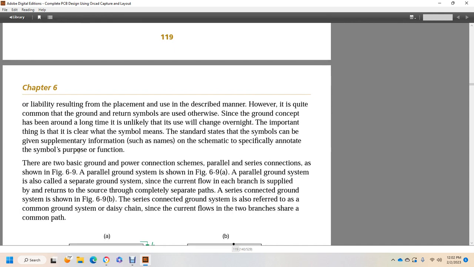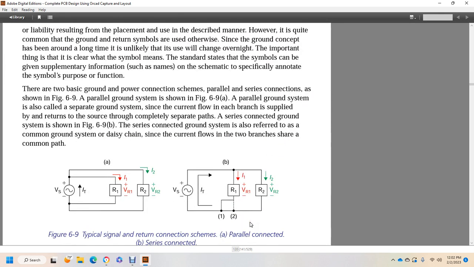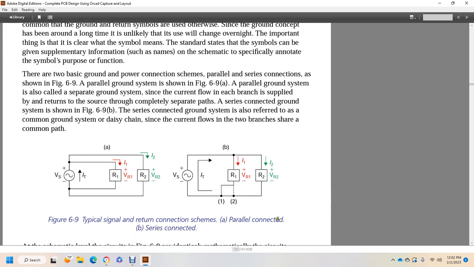There are two basic ground and power connection schemes, parallel and series connections, as shown in figure 6-9. A parallel ground is shown in figure 6-9A. A parallel ground system is called a separate ground system since the current flow in each branch is supplied by and returns to the source, completing a separate path. A series connected ground system is shown in figure 6-9B. The series connected ground is referred to as a common ground system or a daisy chain since the current flows in two branches share a common path. Alright, A is your parallel connected, B is a series.